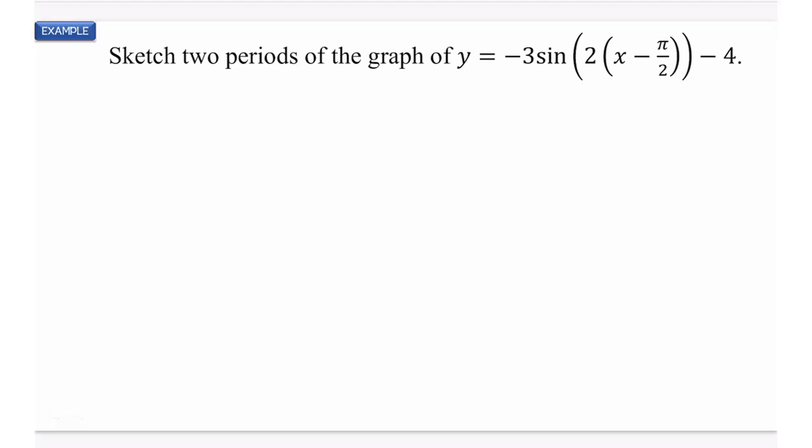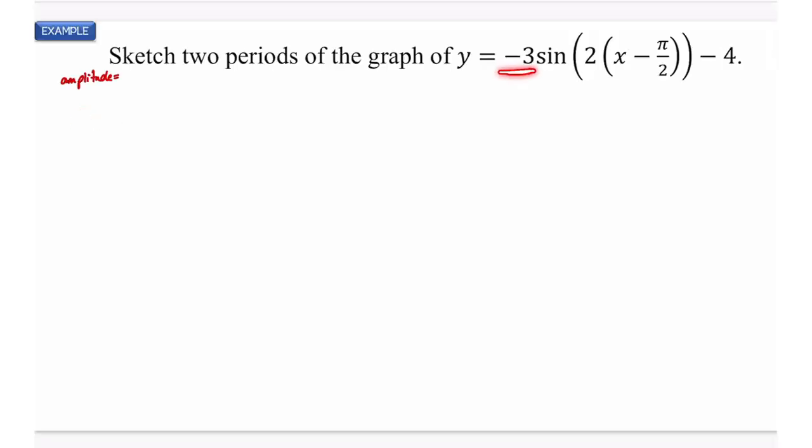It says that we're going to sketch 2 periods of the graph of -3 sine of 2 times (x minus pi over 2) minus 4. So I picked an example that has all 4 different transformations. So let's start by doing a bit of analysis. I'm going to zoom in here so I can get a lot of information on this slide. So the amplitude, well, looking at my equation here, the amplitude is going to be 3, and then that negative means it's going to be a reflection in the x-axis.